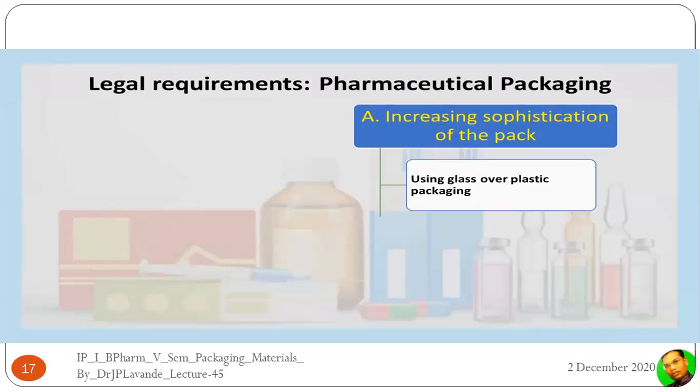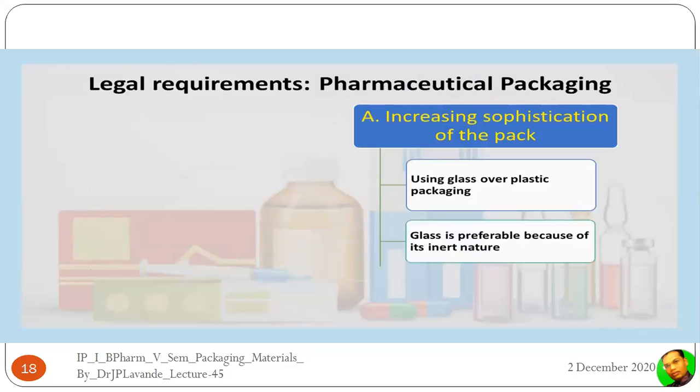So all these are the different factors which concern the industries in case of pharmaceutical packaging. Now, increasing sophistication of the pack will include, for example, if we are using glass material or plastic packaging, we know that plastic is not transparent, but compared to plastic, glass is highly transparent. So that will improve the elegance, the look, the aesthetic appearance of the product. Then glass is preferred because of its inert nature. Glass will not show its own pharmacological action, or interact with the product.